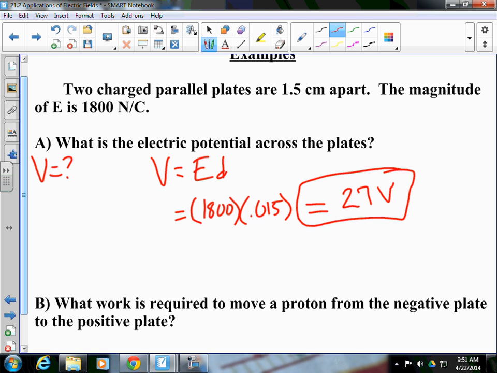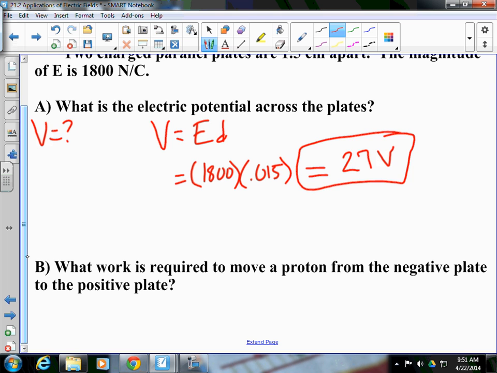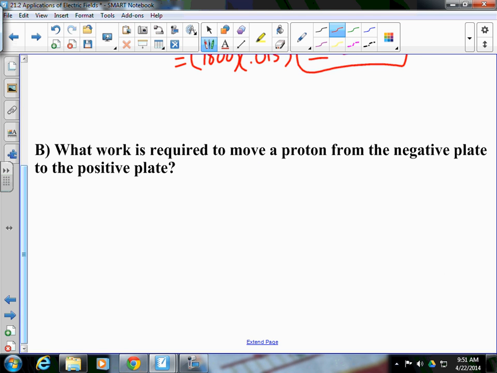Part B of the question, what work is required to move a proton from the negative plate to the positive plate? Well, remember, V is equal to W divided by Q. We know our voltage was 27. We're trying to solve for work.